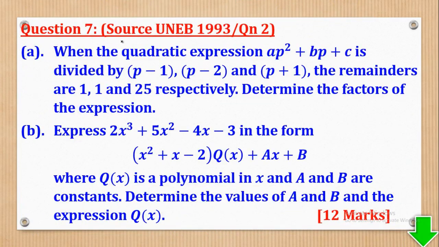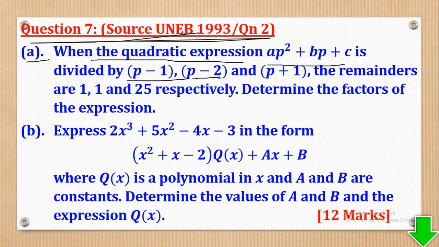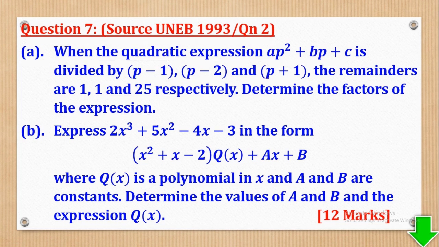So now we shall go to question 7, which came from UNEB 1993, paper 1, question 2, and says, part A, when the quadratic expression this is divided by this, this, and this, the remainders are 1, 1, and 25 respectively. Determine the factors of the expression. Then part B, express 2x cubed plus 5x squared minus 4x minus 3 in the form this, where 2x is a polynomial in x and a and b are constants. Determine the value of a and b and the expression 2x.